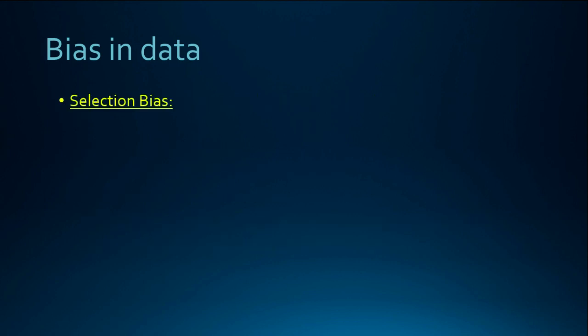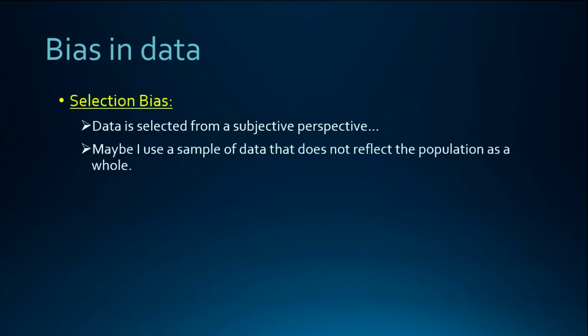Selection bias is a really big issue. Data is selected from a subjective perspective, and that's going to generate this biased outcome. So here's an example. Maybe I use a sample of data that does not reflect the population as a whole. So if I wanted to make my data skew in a direction that supports my position, then I might intentionally introduce selection bias by creating a sample of data that's not representative of the whole population.